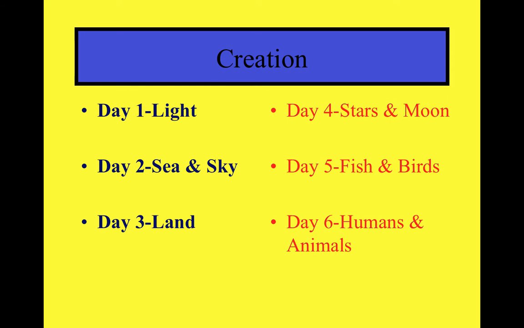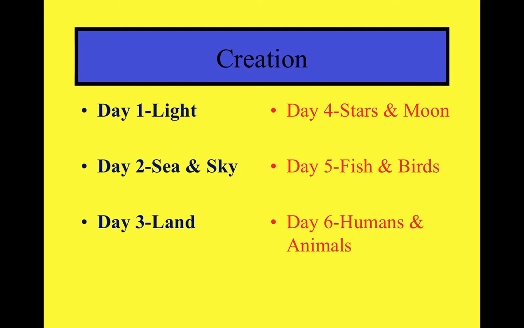Notice on day 1, we have light, and it's fulfilled by the stars and the moon. Day 2, sea and sky. Well, you can't have fish and birds if you don't have a place for them, right? Sea and sky. Day 3, you got land. You can't have humans and animals without land.